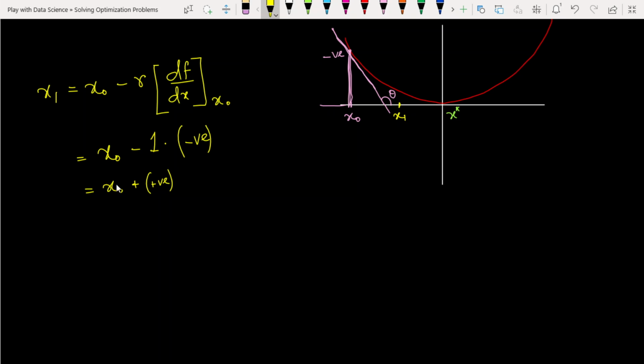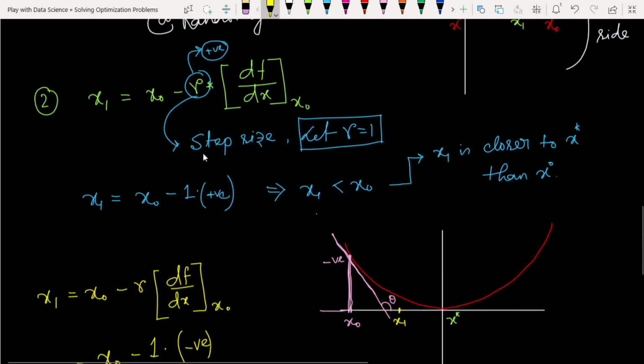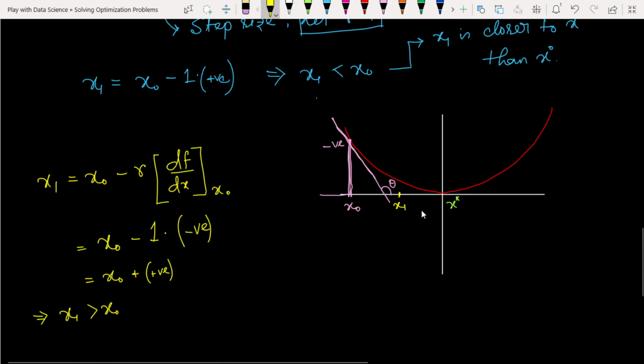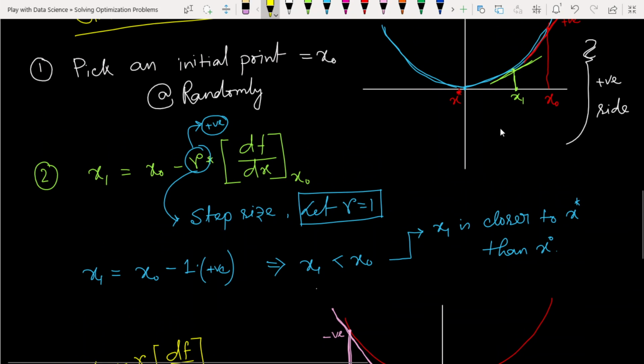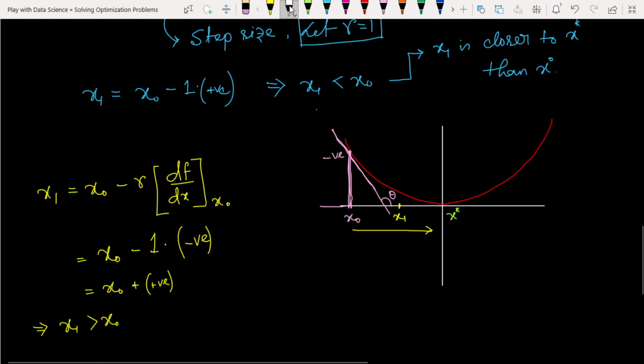So now we are adding some value to our x0, and this implies that our x1 is greater than x0. Simple, in both situations this equation works. Here in this situation we have moved closer to our optimal value. So just see, using this formula on the positive side as well as on the negative side, it works.